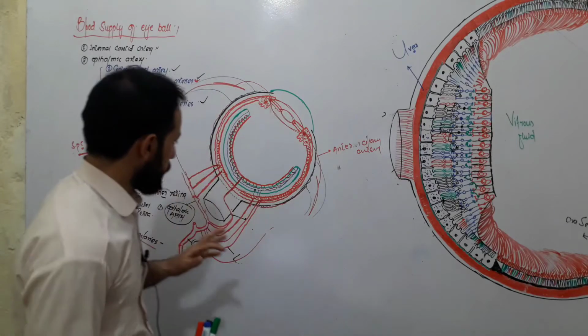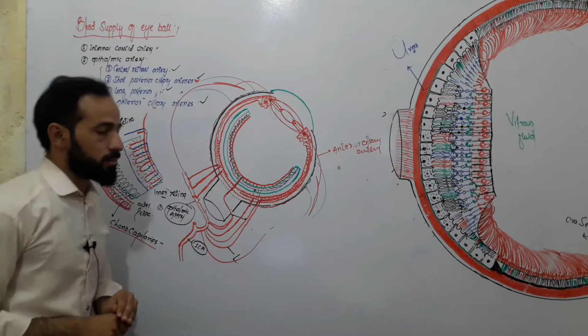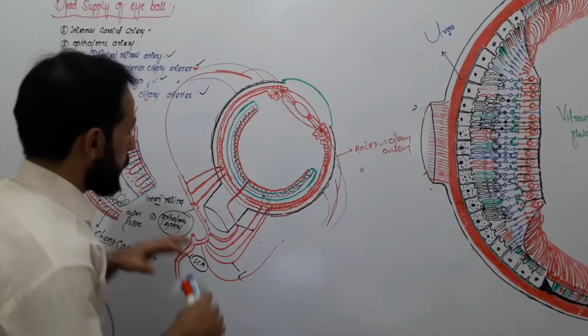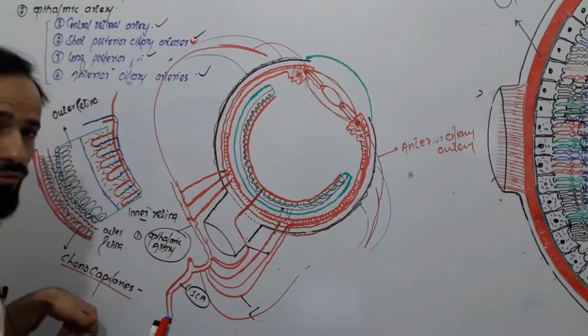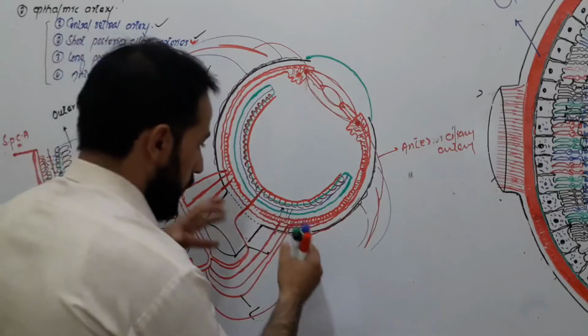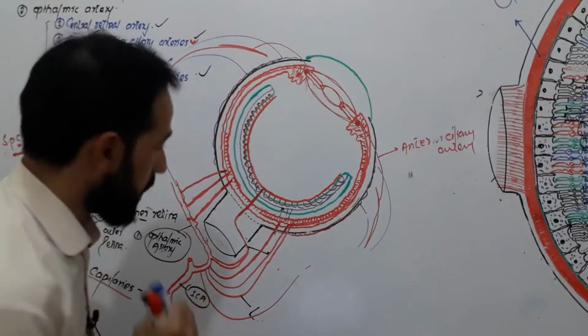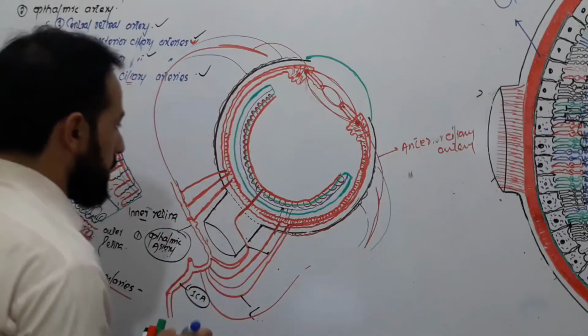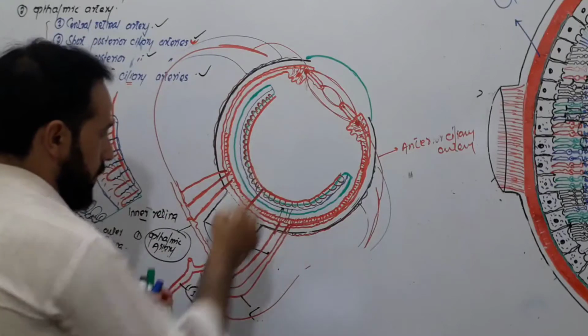Dear friends, we know that we have discussed the blood supply of the eye. I hope you have watched those lectures. Now in this lecture we are going to drain the deoxygenated blood from the eye again. So we are talking about the venous drainage of the eyeball. So let's focus there.